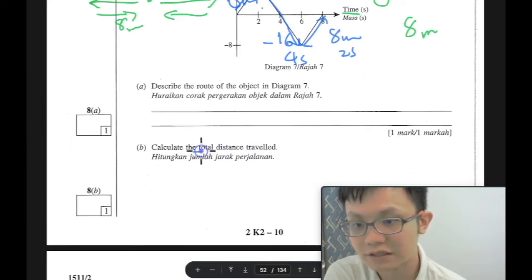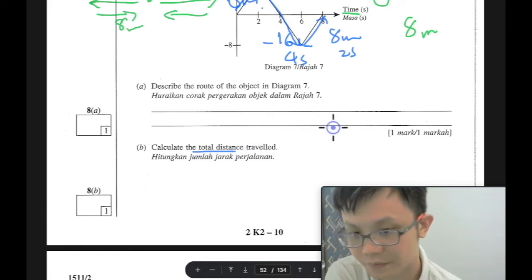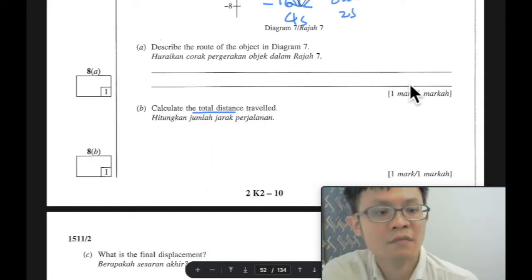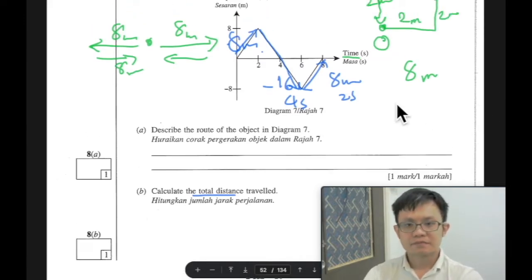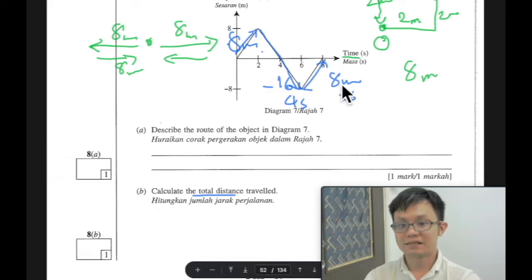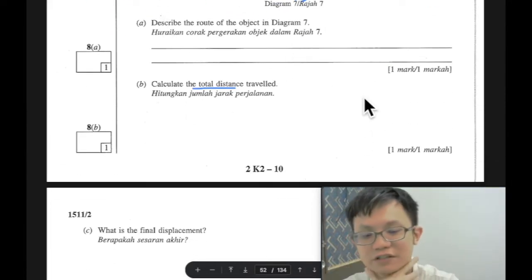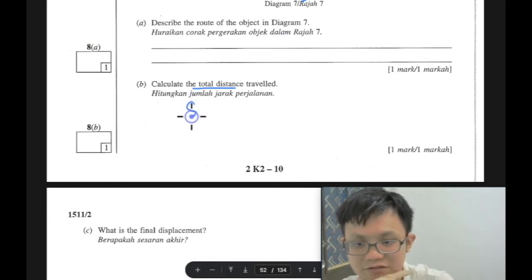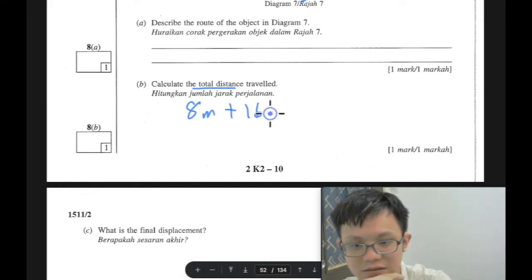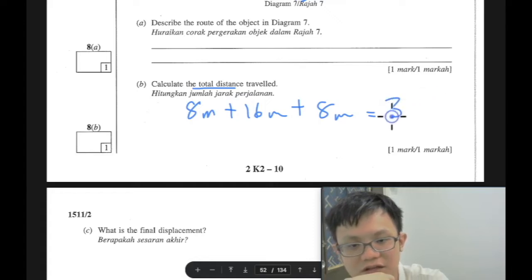Calculate the total distance. So what is the total distance? Distance traveled is 32 meters: 8 plus 16 plus 8. So of course you show your working. I know some students will just write the answer, but it's best if you write something, like 8 meter plus 16 meter plus 8 meter. You get 32 meter.